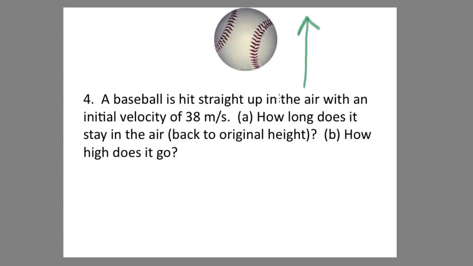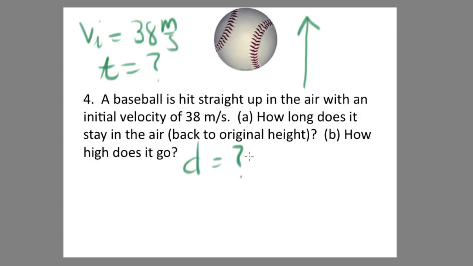Now let's look at our variables. Initial velocity, well, it spells it out right there for you. So we're going to have VI is 38 meters per second. How long does it stay in the air back to its original height? So we want to know T, and that's the total time T. And then we want to know how high does it go, and that would be our D. Okay, so those are our things.